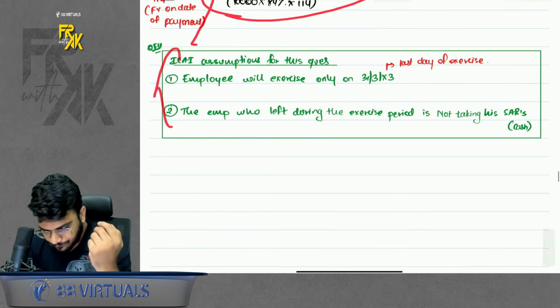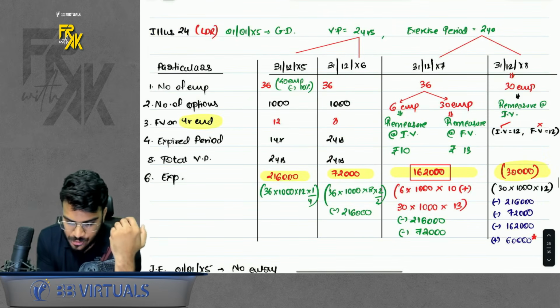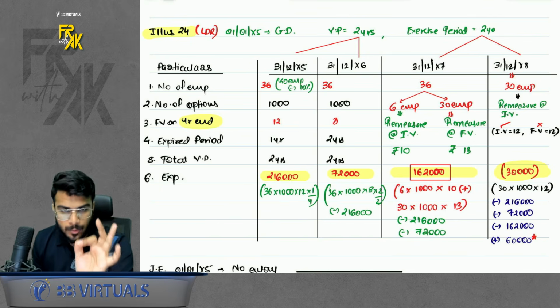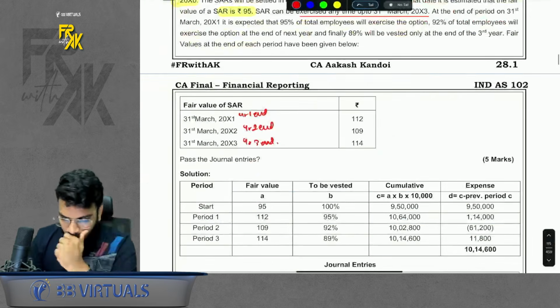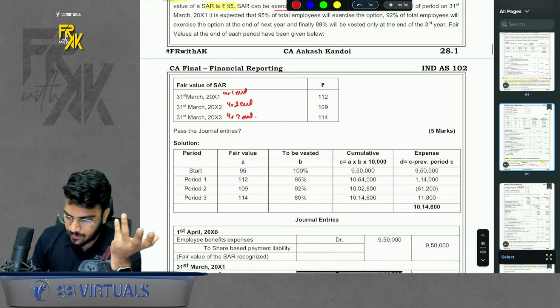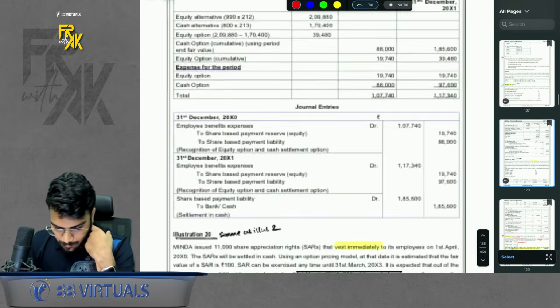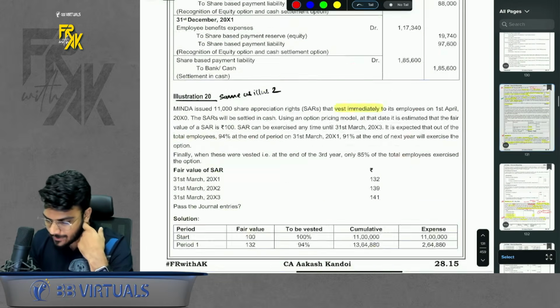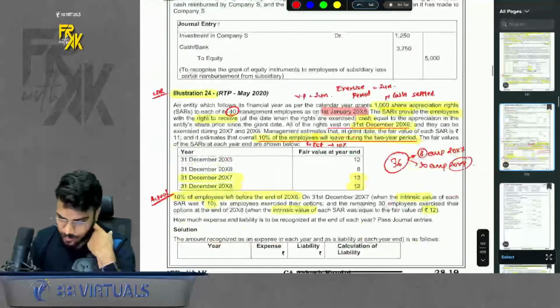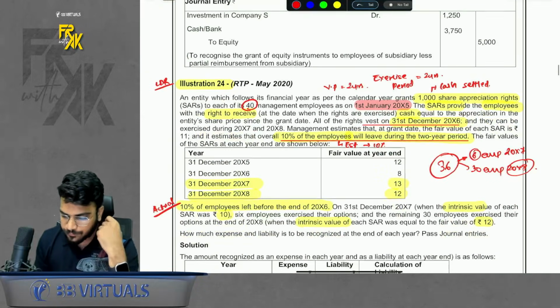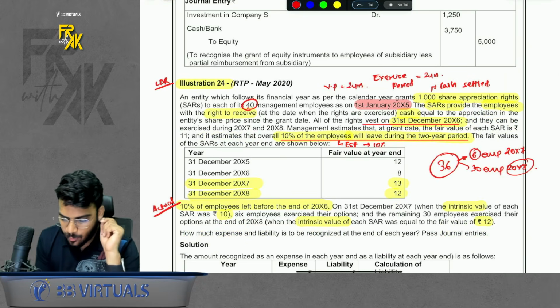Do remember that. Okay, there is one more question, illustration number 24. A very good question. Here that issue has been resolved. We were discussing that if the employee leaves early, he will take his money. Here that issue has been resolved, but there is a new concept of intrinsic value here. I will try to explain it to you. It is very simple. See what is there here. So basically there is a question where there are 40 employees on 1st Jan 15.